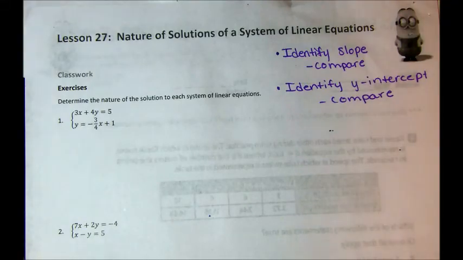Hey Kipsters, we're almost at the end of Module 4. We're working on Lesson 27, the nature of solutions of a system of linear equations.